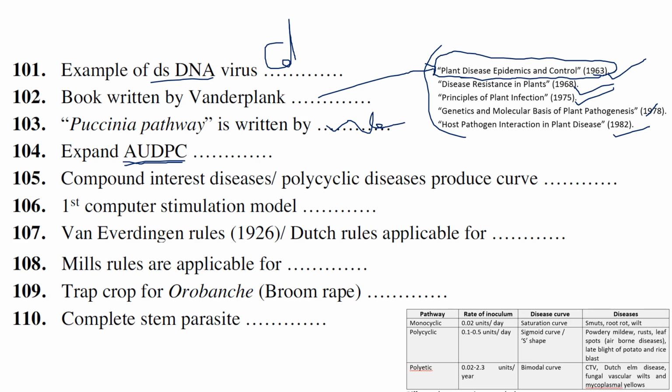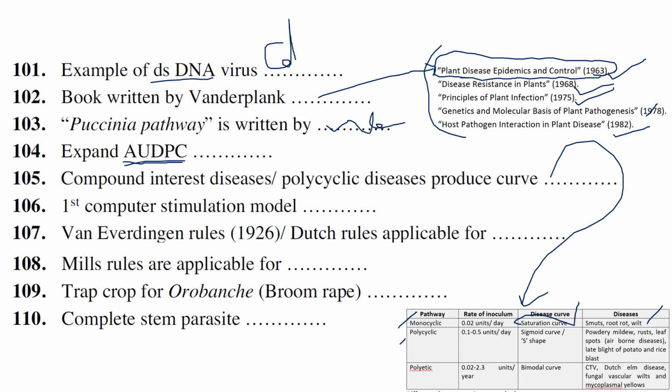AUDPC means area under disease progress curve. Compound interest disease or polycyclic disease produces a curve. To understand this, let's go through it. There are monocyclic, polycyclic and polyetic diseases. Monocyclic diseases produce a saturation curve. Examples are smuts, root rots and wilts.